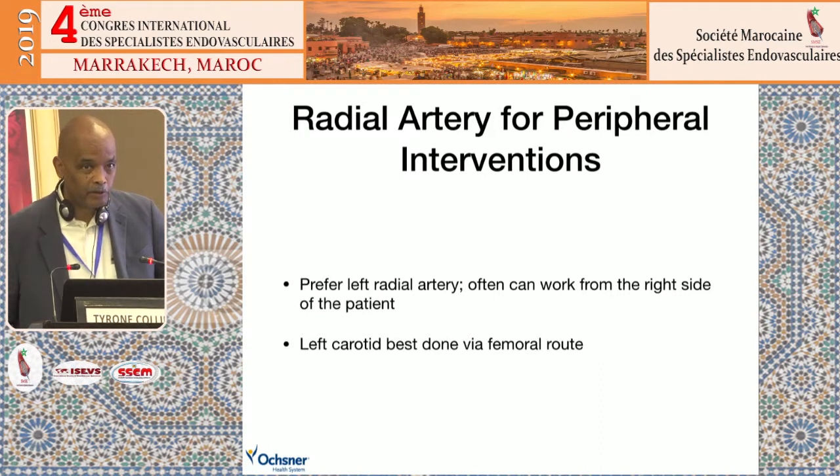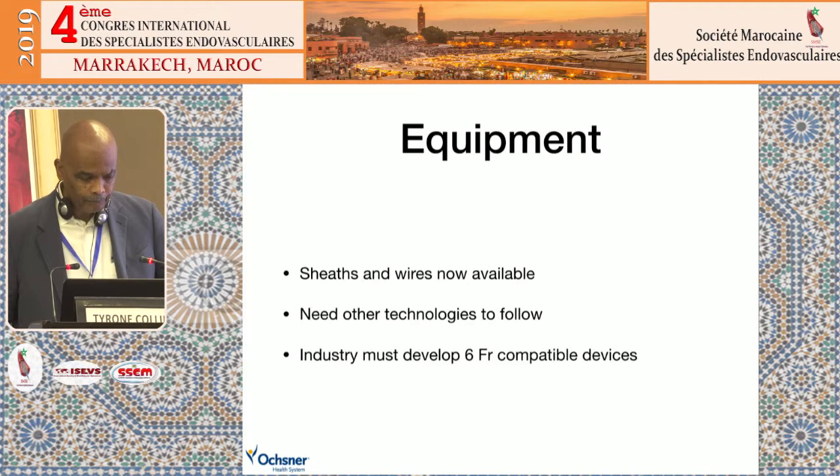In your patient population, you may be able to actually do this from the right side of the table, which most of us are comfortable with working from, since we perform the majority of our procedures from the right side of the table. In my patient population, if I'm using left radial access, I'm on the left side of the table because I can't lean over or reach over most of these patients just because of their size. I have to work from the other side of the table. And the left carotid is probably best approached using a femoral route.